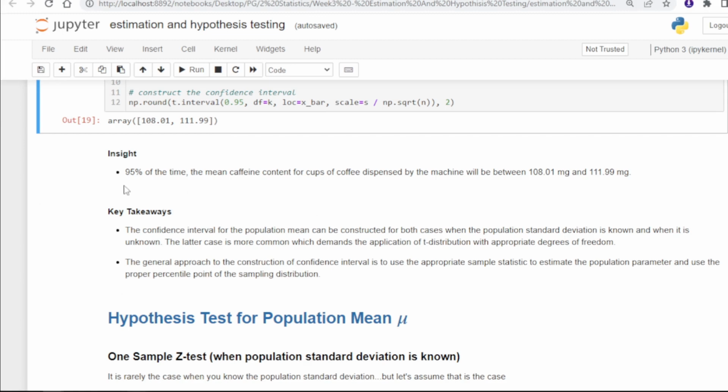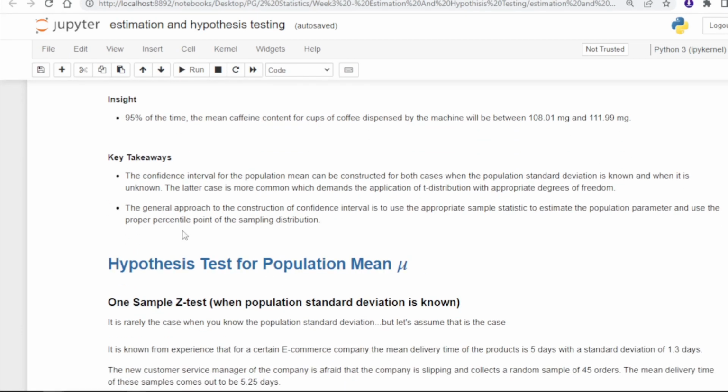All right, so it is telling us that 95% of the time the mean caffeine content for a cup of coffee dispensed by the machine will be between 108.01 mg and 111.99 mg. So what is the key takeaway?